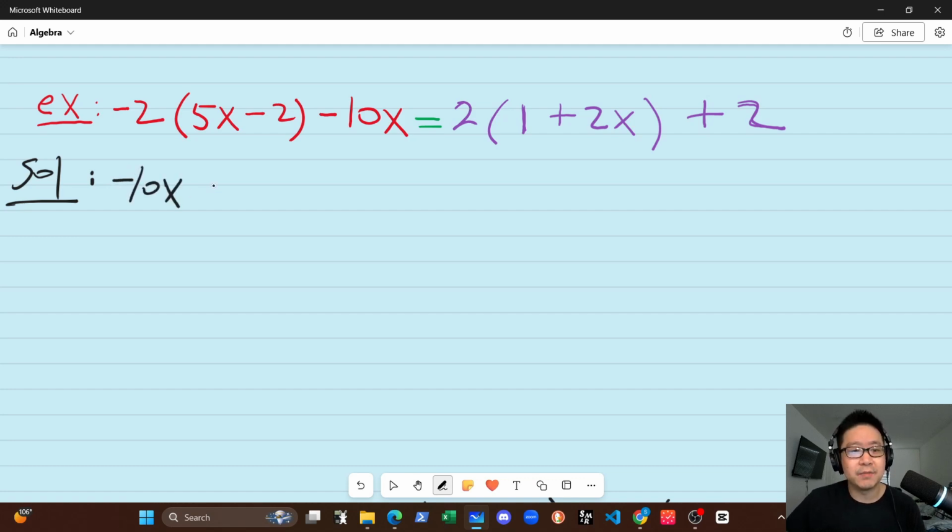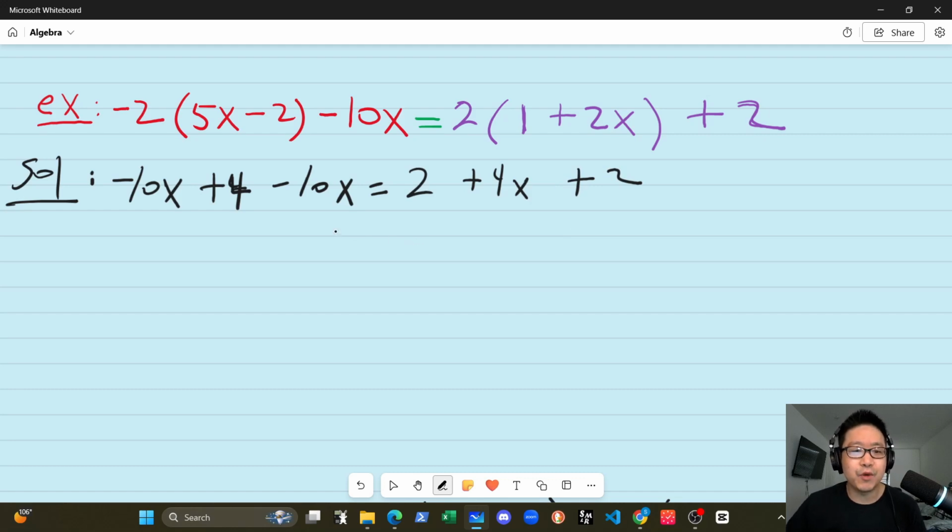Negative 2 times negative 2 is plus 4. And then we just have 10x equals 2 times 1 is 2. 2 times 2x is 4x. So we have plus 4x and then plus 2.